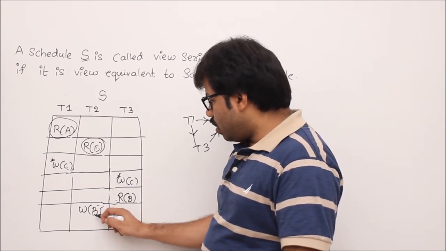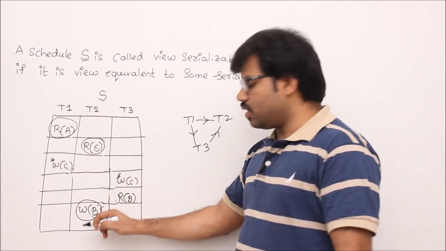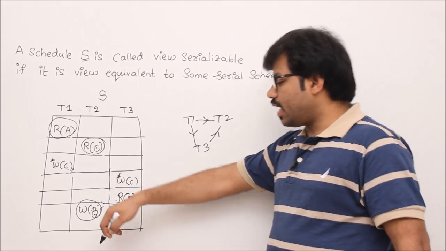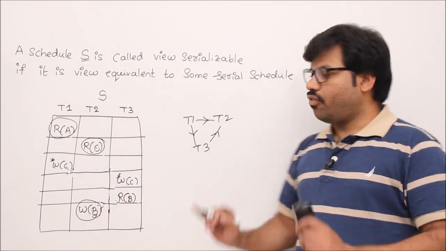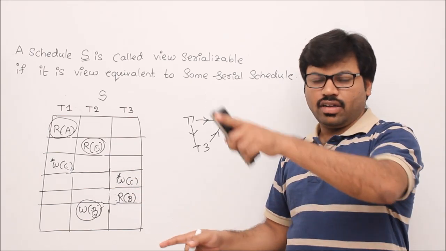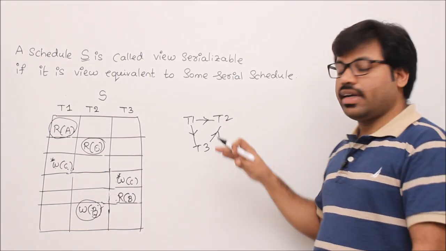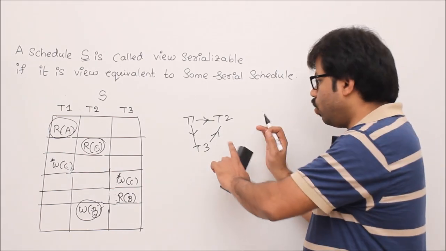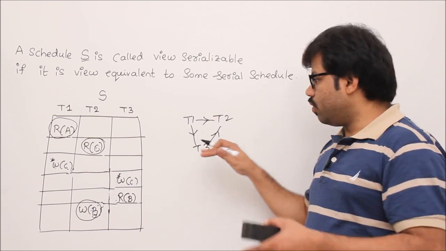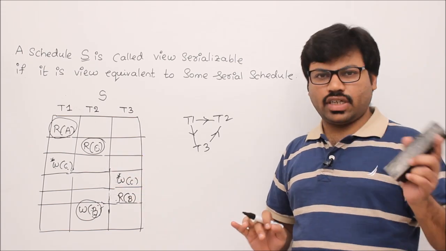Next, anything else? We have one more write, that is write of B. But no others are writing. This is the only transaction writing it, so automatically it will be the last writer. No condition can be imposed because of this one. Finally, from my view definition I got this precedence graph, but it is not sufficient. That means whoever satisfies this graph, that schedule may not be view equivalent to this one. Again we have to check.